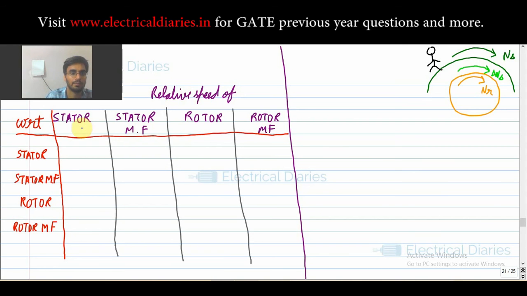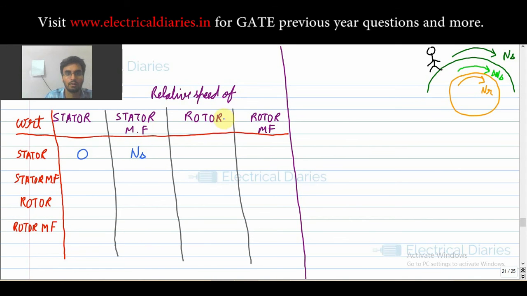First we are seeing the relative speed of stator with respect to stator. This means that I am standing on a stator and I am watching the stator. Stator is a stationary structure and I am already standing on it. Stator is not moving, so the speed will be 0. Now let us see the stator magnetic field with respect to stator. I am standing on a stator and the stator magnetic field moves with speed ns with respect to stator. So it will be ns.